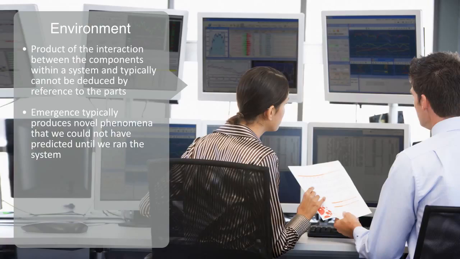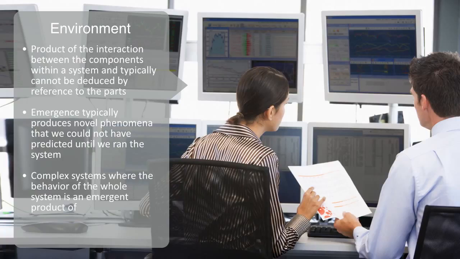But because ecosystems and financial markets are complex systems where the behavior of the whole system is an emergent product of these interactions, we do not know what emergent behavior will arise from having many different algorithms interacting or different genetically modified plants co-evolving within a whole ecosystem. The net result is an emergent phenomenon, and we cannot deduce it from analyzing the parts in isolation.